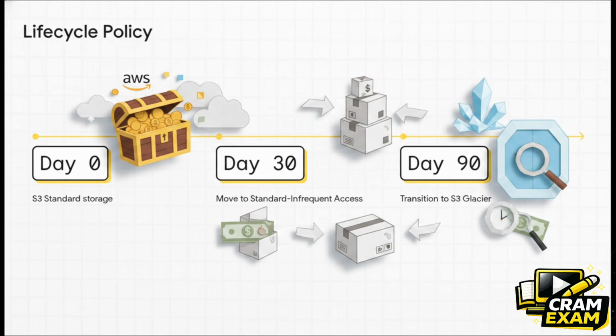To stop your AWS bill from exploding due to all those hidden versions, you have to configure a lifecycle policy. You set an automated rule that essentially says, Day 0, stored in S3 standard. After 30 days, automatically move those old versions to S3 standard infrequent access to save a big chunk of money. Then, after 90 days, transition them entirely to S3 Glacier, where storage costs just pennies, but retrieval takes a few hours.